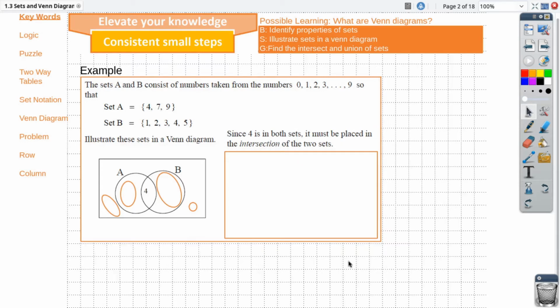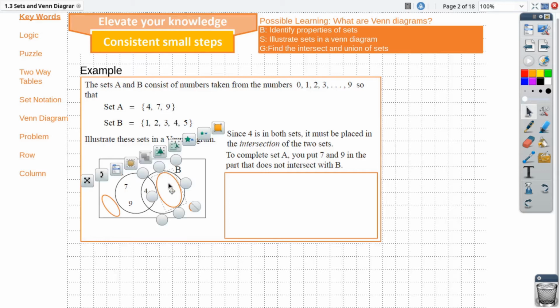I can now complete the rest of set A. So I've already used number 4, so I now just need to focus on the other numbers that are left in this set. So I've got 7 and 9. Those two numbers will go into set A as well. Moving on to set B. Again, we already used 4 in the intersection, so we need to consider all other numbers apart from 4, and they will go into set B. So my remaining numbers are 1, 2, 3 and 5. And I can write those in set B.